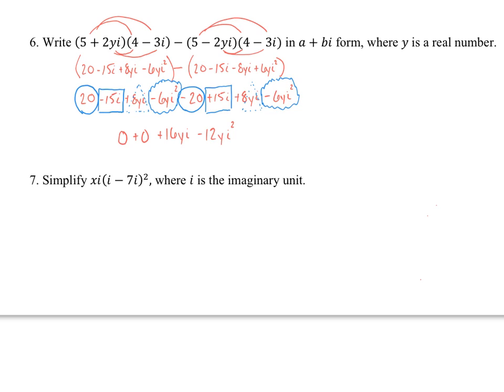So that really, we can just drop these zeros here. And I'll just rewrite it as 16yi minus 12yi squared. But we're not done because i squared is the same as negative 1. So we're going to make that substitution. 16yi minus 12y times negative 1, which ends up equaling 12y plus 16yi. And the reason we have to put it there is because we have to make sure that it's in a plus bi form. So our real terms are in front and our imaginary terms are on the end. So that is your answer.